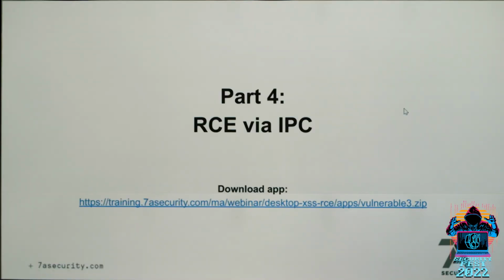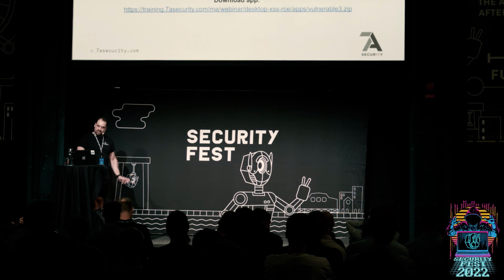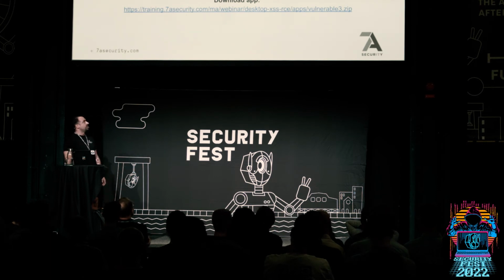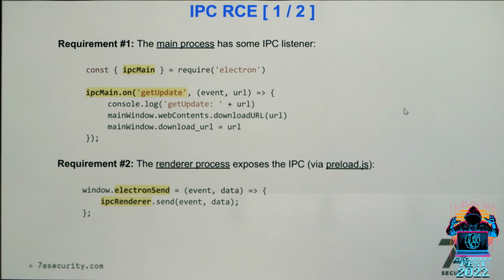And then hopefully I have time for the last demo. So now we're going to see remote code execution through IPC. For this one, we will be using the vulnerable 3 application. This attack requires several things, right? So we need an XSS on the application.